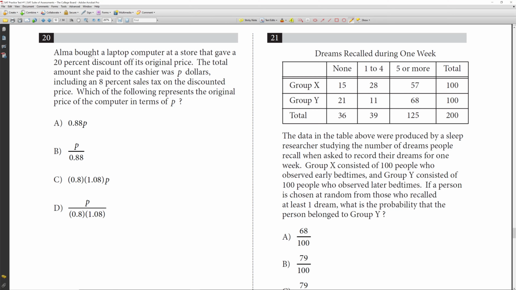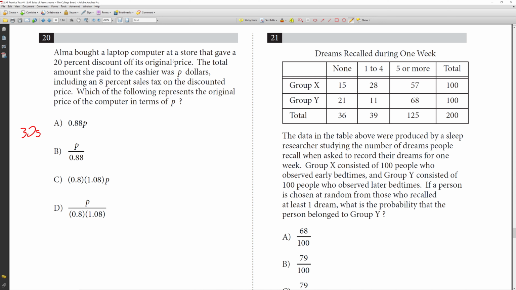No problem. Number 20. It looks like there's a passage we need to read. Go to the end. Which of the following represents the original price of the computer in terms of P? So we're looking for the price of the original computer in terms of P. So keep that in mind as we go through the passage. And the answers are in P, or a relationship to P. So in reality, this should take about 30 seconds to do.